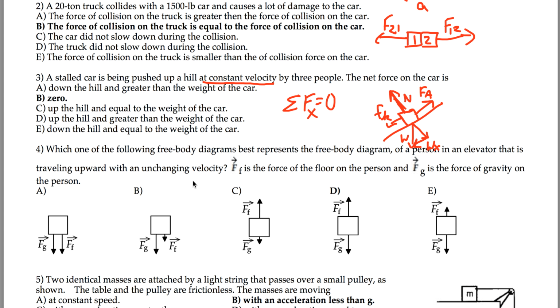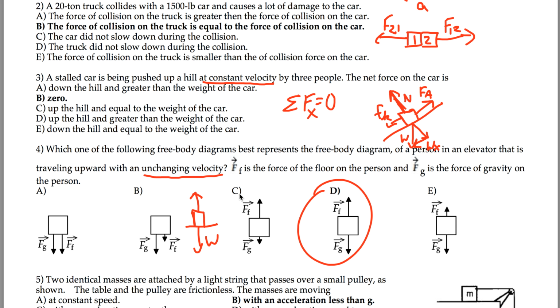Number 4, we have another keyword here, which is that you have an unchanging velocity or a constant velocity. So if you're in an elevator, and that's you in the elevator, here you've got the force from the floor, which we usually call the normal force, and then we have the weight. Well, if we have a constant velocity, we're in equilibrium, the sum of the forces must be 0, and these two forces must balance out each other. So D is the best answer because it shows that the forces are the same length.